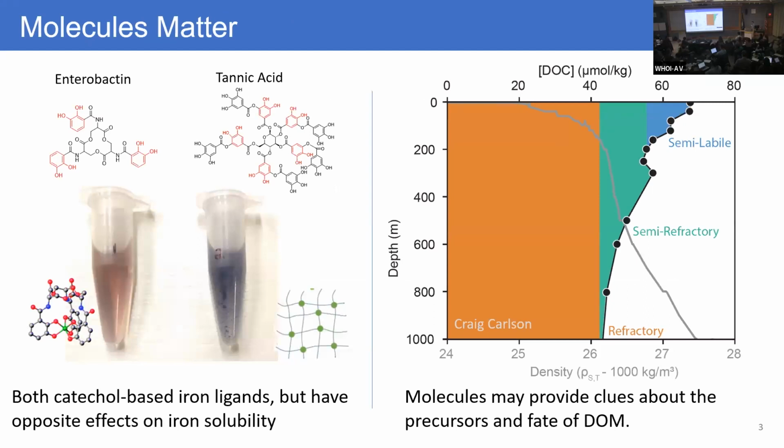And so not only does the composition matter, but specific molecules can matter a lot. On the side here, I have an example of two different molecules that have very similar spectroscopic properties and both bind to iron with similar affinities, but they have totally different effects on iron solubility. This compound here, enterobactin, is a siderophore that's produced to solubilize iron. It forms a one-to-one complex that keeps iron in solution.